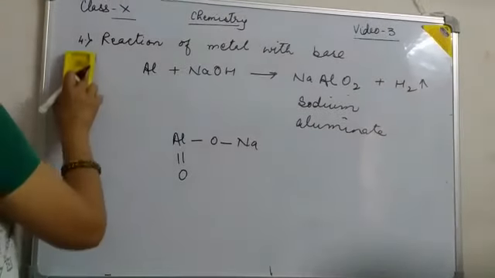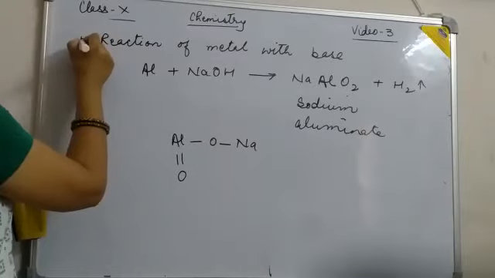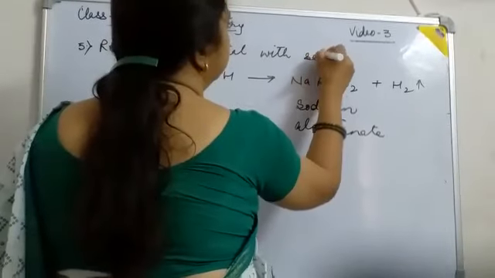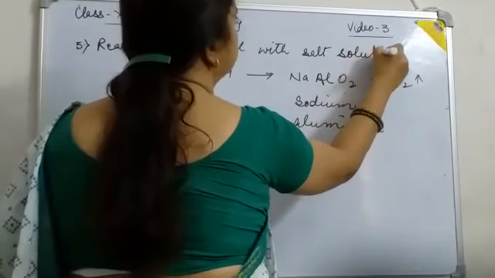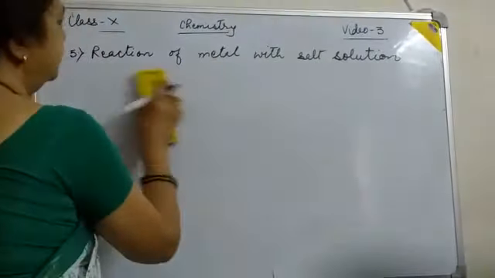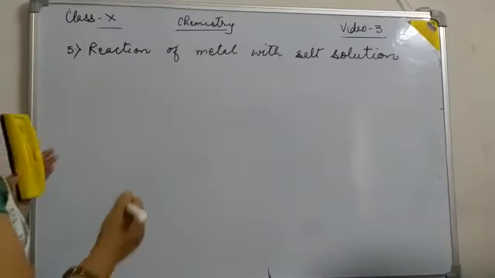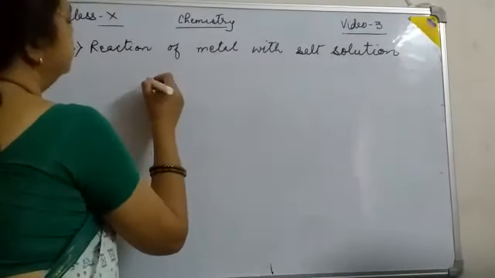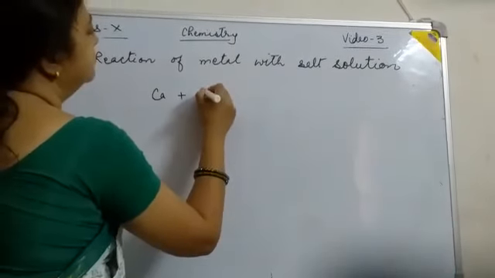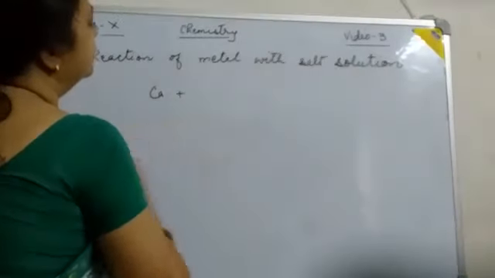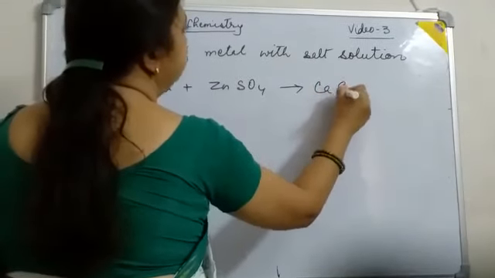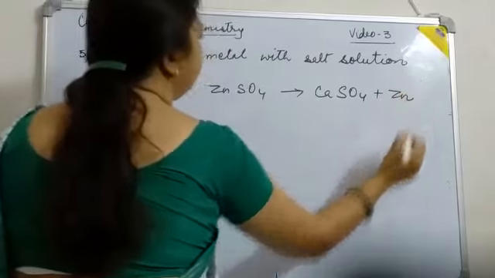Our next reaction, reaction 5, is the reaction of metal with salt solution. You know very well these types of reaction. We already have studied them under displacement reaction. First reaction is calcium plus zinc sulfate gives calcium sulfate plus zinc. Which type of reaction is it?